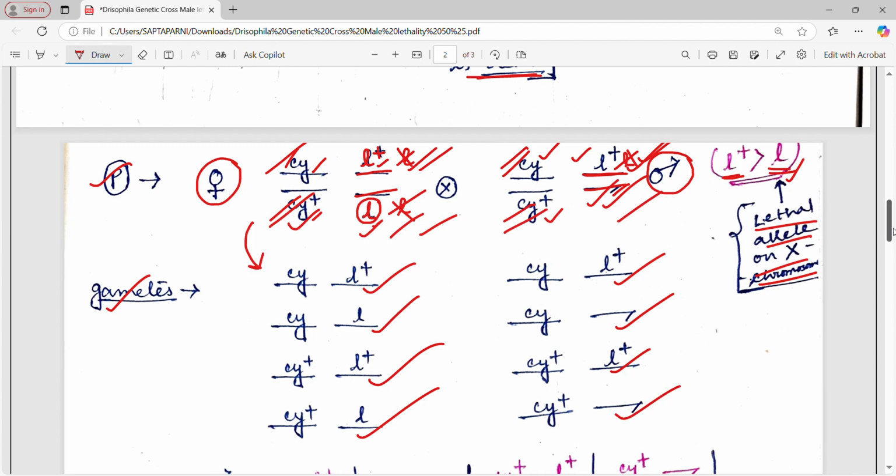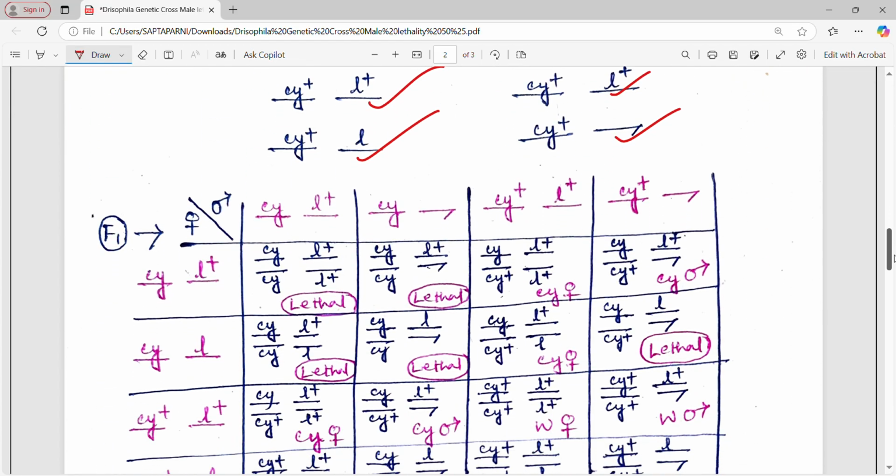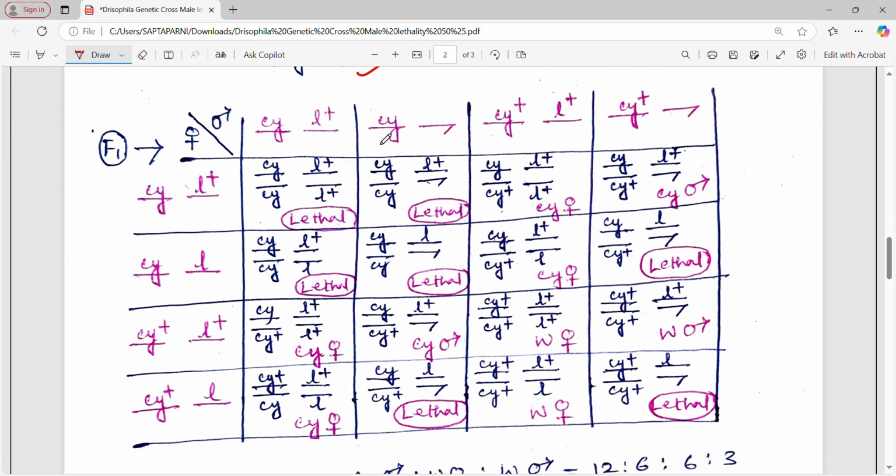Got it? So now we are doing the checkerboard here, where I have written all the male gametes over here and all the female gametes over here. When we have done the checkerboard, we can see that the first individual is carrying CY. We know that whenever both the autosomes are carrying CY, CY is itself a recessive lethal allele. So obviously it will be dead. So it is lethal. Got it? This one is also carrying CY, so it is also dead or lethal.